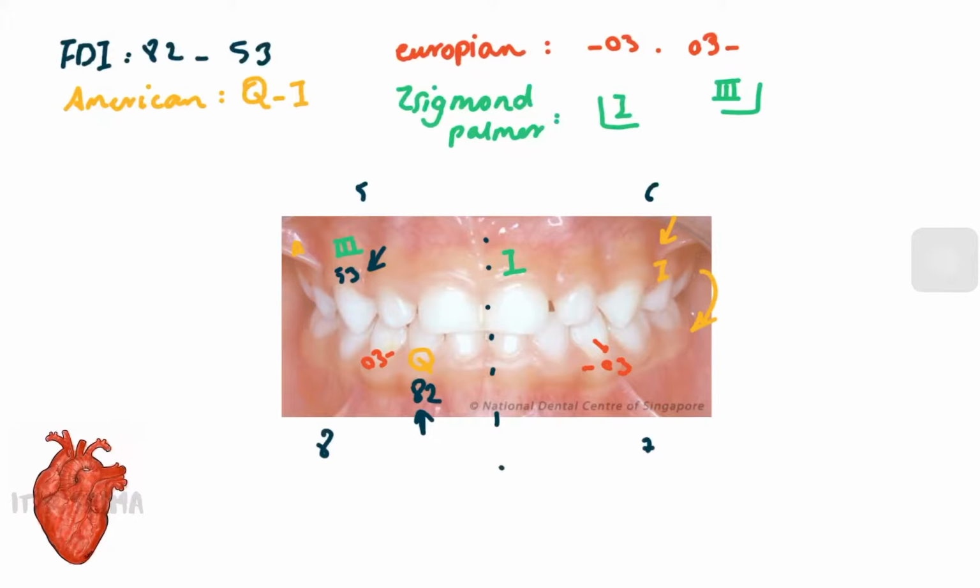And in the case of the European, the minus shows that it is the lower one. The 0 shows that it is for the child. And 3 shows that it is the third tooth, or the canine, from the midline. And in Zsigmondy-Palmer, it shows it is the upper left, and it shows that it is the upper right, the third one from the midline and the first one from the midline.